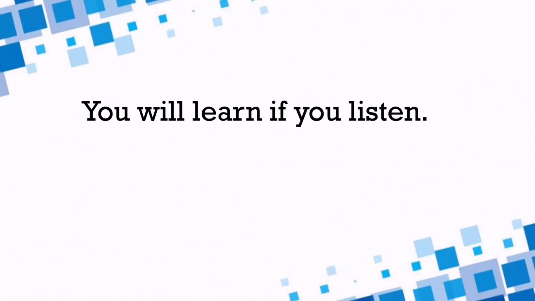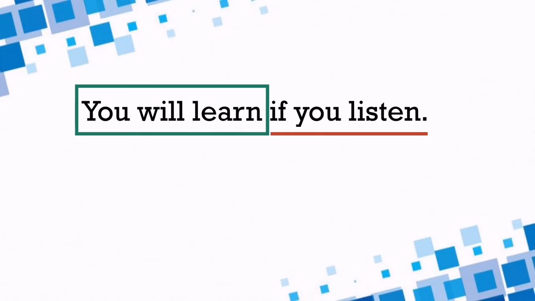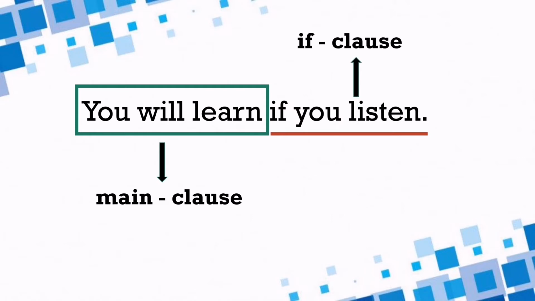Example number 2. You will learn if you listen. You can notice that example number 2 is the same with example number 1, except that main clause comes first before the if clause. The clause inside the box is the main clause and the underlined part belongs to if clause. The word you is the subject and will learn is the predicate in the main clause.